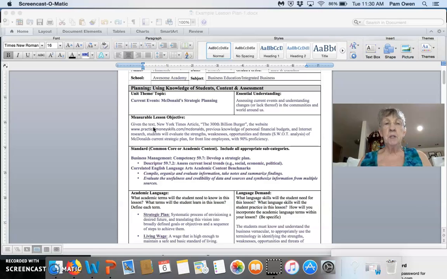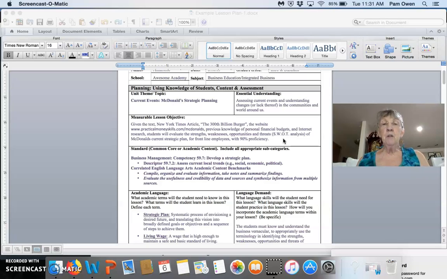So given the text, the New York Times article, the 300th billion burger, the website, and previous knowledge, students will evaluate, this is the measurable part, the students will evaluate the strengths, weaknesses, opportunities, and threats, known as SWOT, of McDonald's current strategic plan for frontline employees with 90% proficiency.